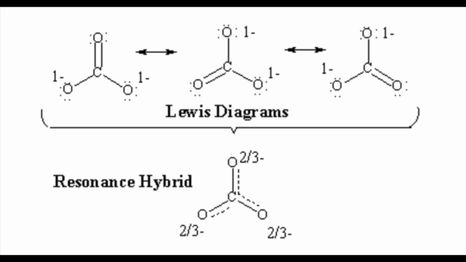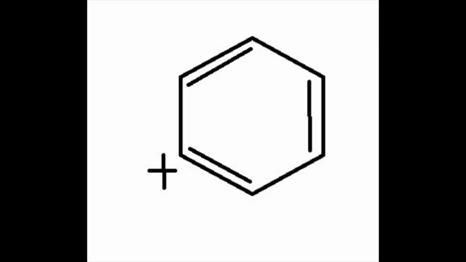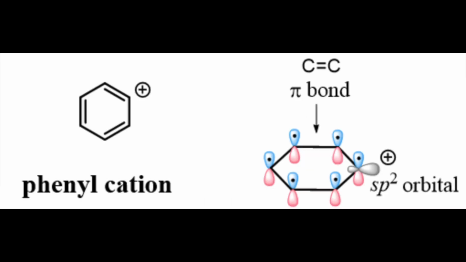For another example, let's look at aniline. The nitrogen has a lone pair that can drop down and break the pi bonds, and so on and so forth. A notable exception could be this compound, a benzene ring where one carbon atom has an empty orbital. This compound does not have resonance with respect to the empty orbital, as that empty orbital is not in the plane of the other pi orbitals in resonance.